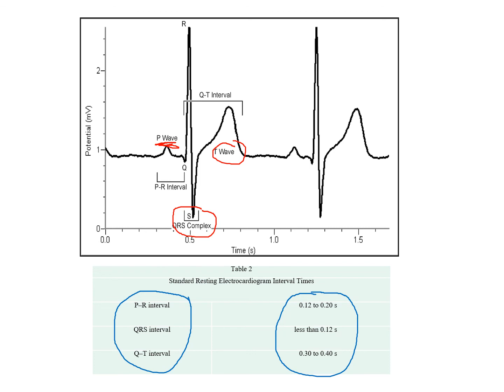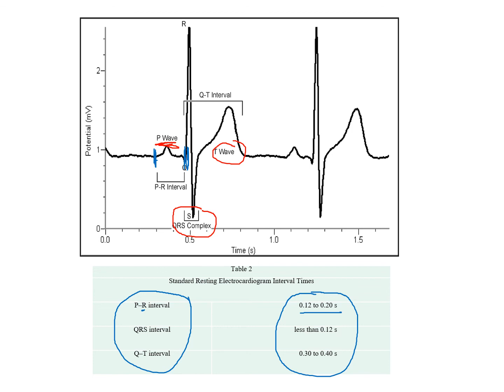So this so-called PR interval is really from the beginning of the P wave to the Q part of the QRS complex. I know it says PR, but it doesn't go all the way to R, it goes to the beginning of Q. Don't ask me why. That would be somewhere between 0.12 and 0.20 seconds.